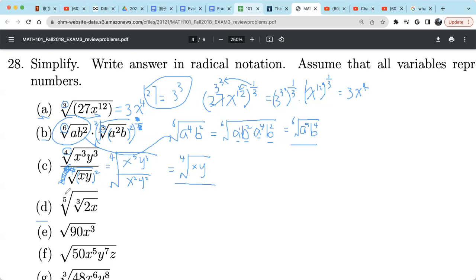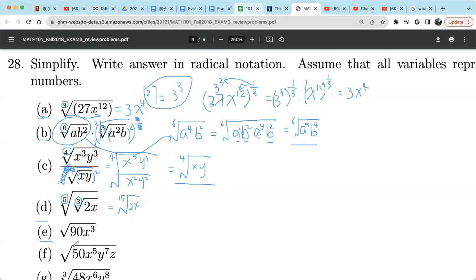For D, we still have 2 layers of index, 5 and 3. We just multiply them. 3 times 5, that's 15. So it becomes the 15th root of 2x. The radicand stays the same.